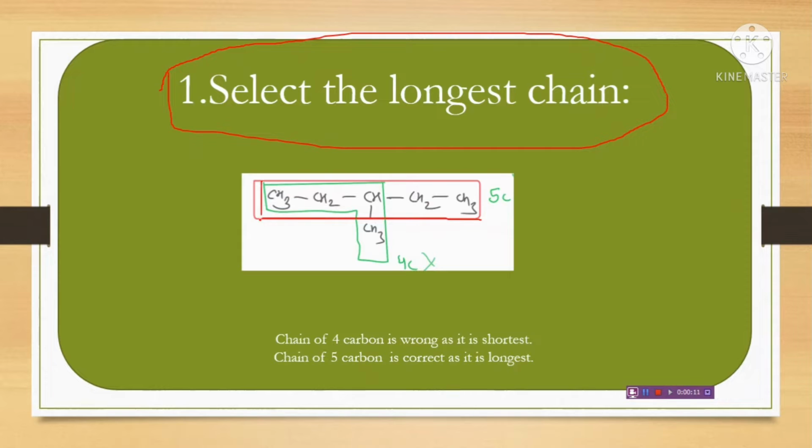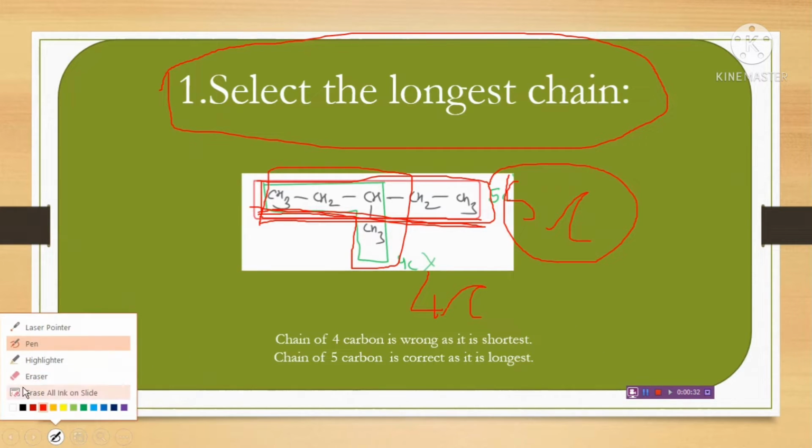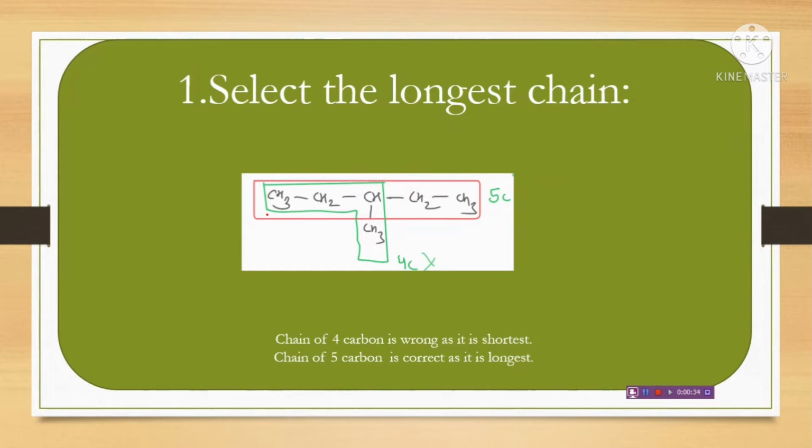For example, in this we get 5 carbon atoms when we select the straight chain. But when we select this green chain, we get only 4 carbon atoms. So we need to select this chain like this. So let us try to name this compound. I hope it is clear what we need to do when we select a chain.